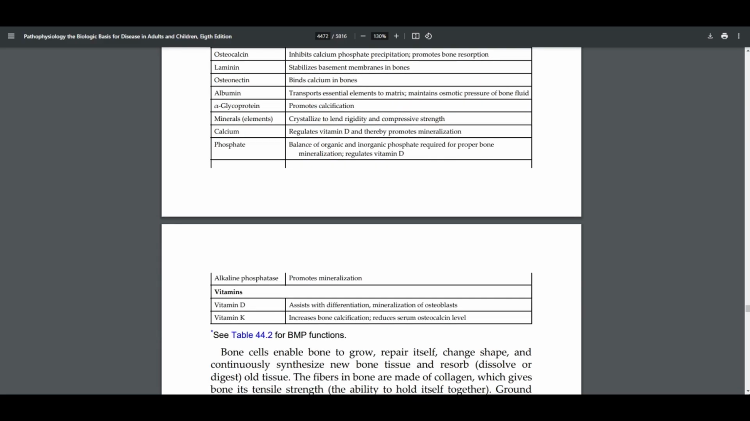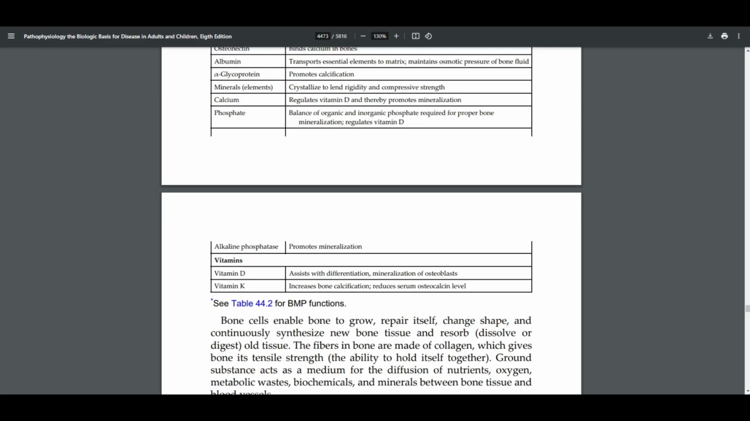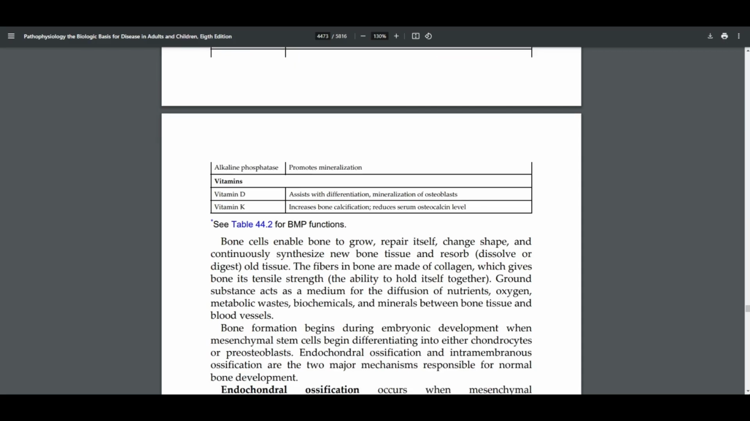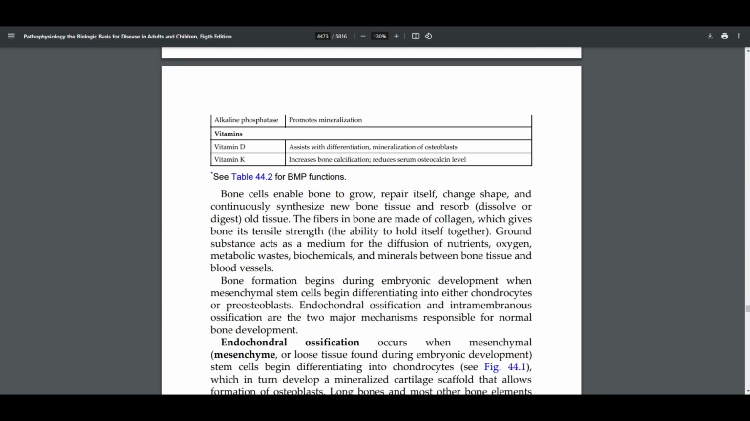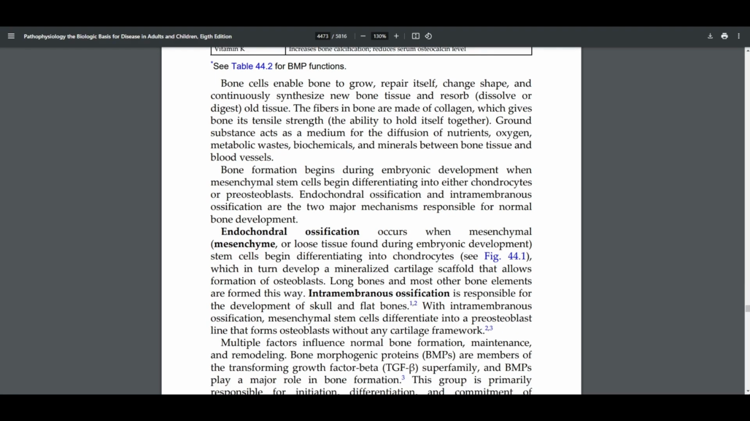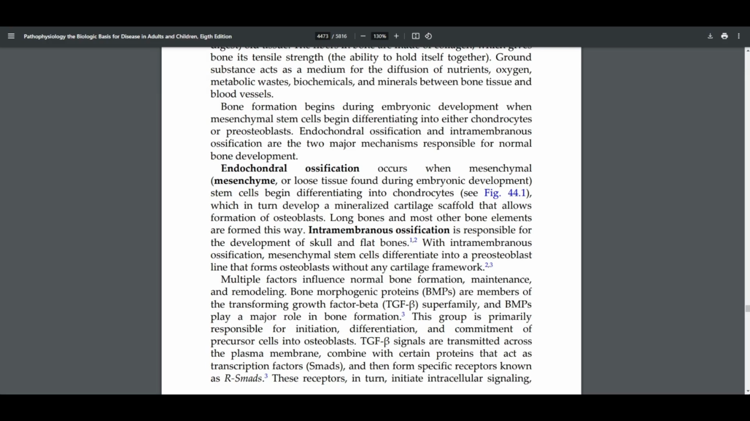Bone cells enable bone to grow, repair itself, change shape, and continuously synthesize new bone tissue, and reabsorb, dissolve, or digest old tissue. The fibers in the bone are made of collagen, which gives it tensile strength. Ground substance acts as a medium for the diffusion of nutrients, oxygen, metabolic wastes, biochemicals, and minerals between bone tissue and blood vessels. Bone formation begins during the embryonic development, when the mesenchymal stem cells begin differentiating into either chondrocytes or pre-osteoblasts.